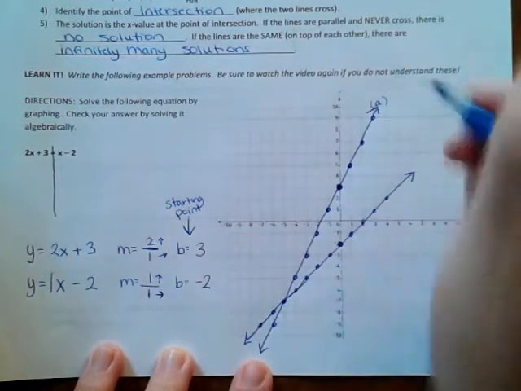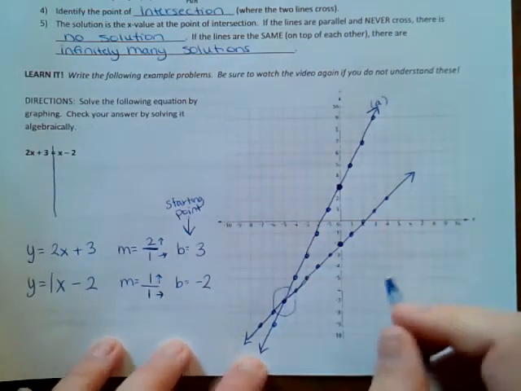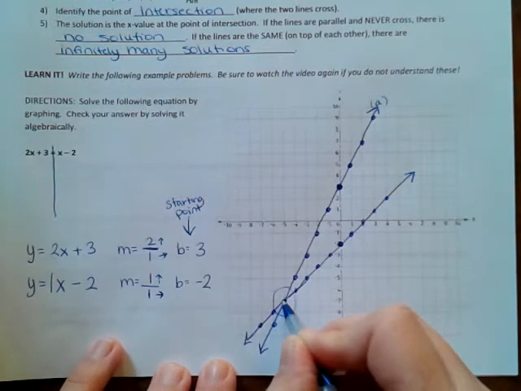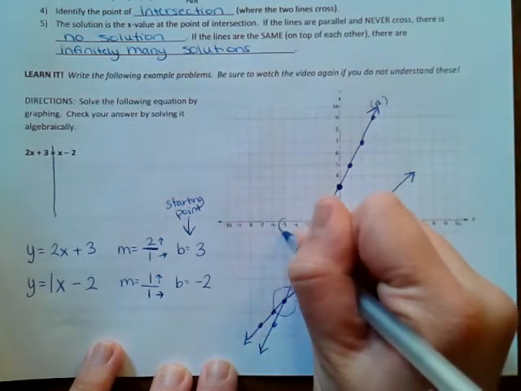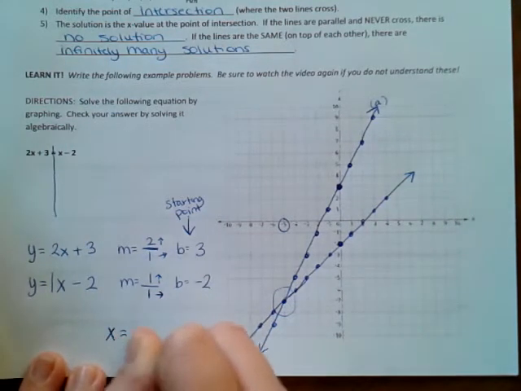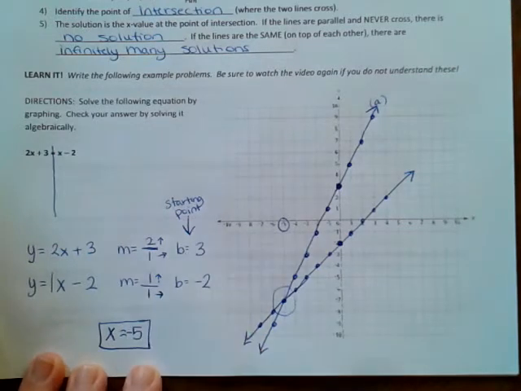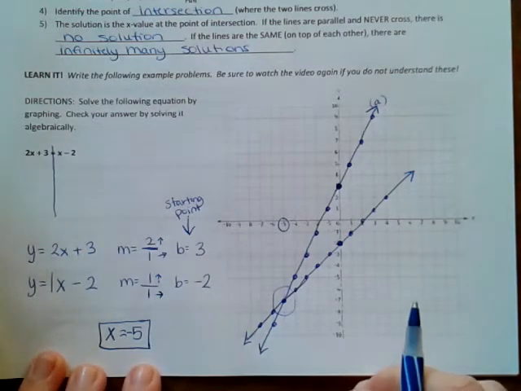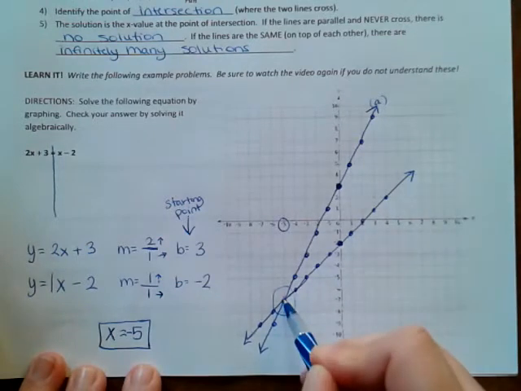Now what I'm looking for is this point right here where they cross. And what I want to know is what's the x value where they cross? Well, if I go on the x-axis here, the x value is a little hard to see, but it's -5. So the answer, the solution is x equals -5. Make sure I get my negative in there. X equals -5. Because that's where the two parts of my equation are equal.